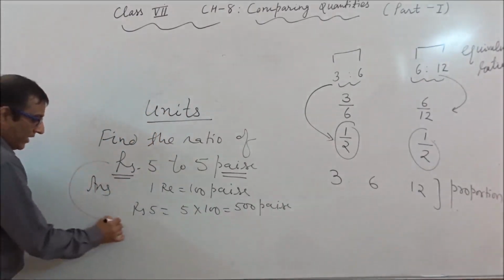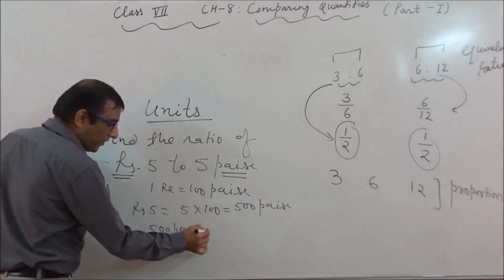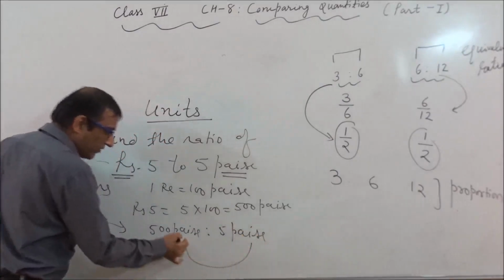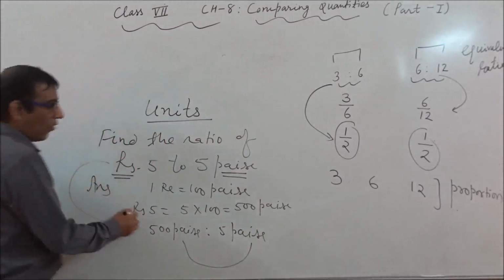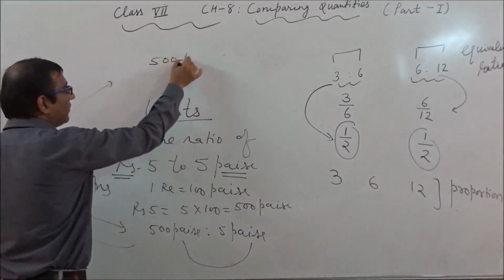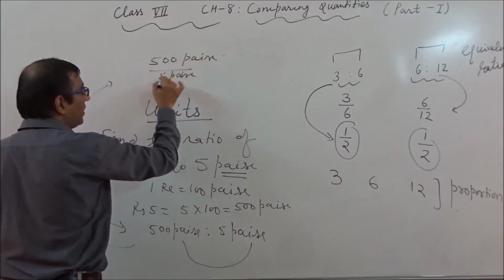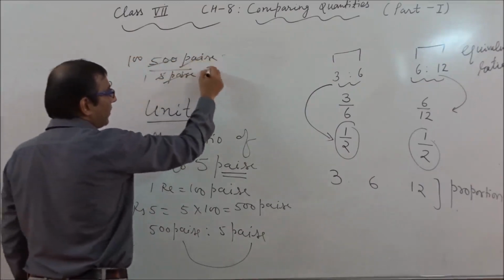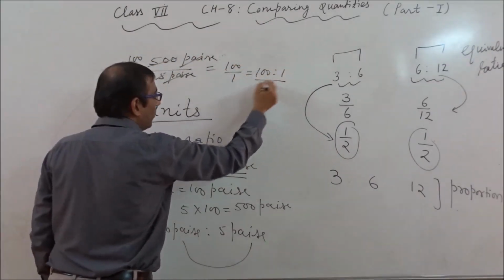So it can be written as 500 paise to 5 paise. Now you see here both the units are the same. If units are the same, then comparison is possible, otherwise it is not. So how can we solve it? It can be written as 500 paise upon 5 paise. When we solve it, 5 cancels with 500, 100 times, paise cancels with paise, so we get 100 upon 1. It means we get 100 is to 1, ratio 100:1.